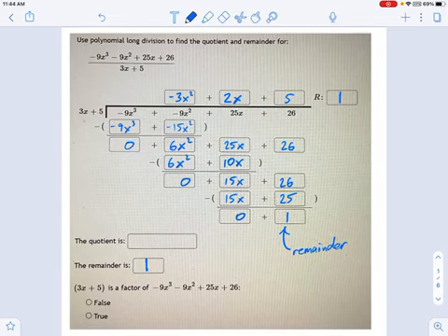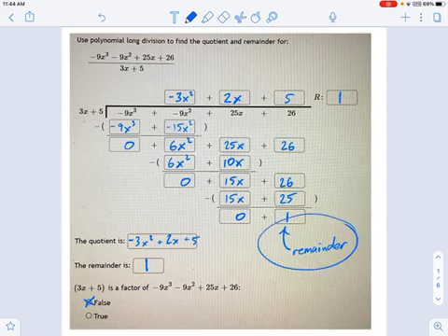Now the quotient is this entire top line right here. That's what goes into the quotient section. So we have negative 3x squared plus 2x plus 5 with a remainder of 1. And the big money question at the end, is 3x plus 5 a factor? Well, that's false. The reason it's not a factor is because there is a remainder that is not 0. If the remainder were 0, then this would be a factor. But it is not a remainder of 0. So by the factor theorem, by the remainder theorem, this is not a factor.